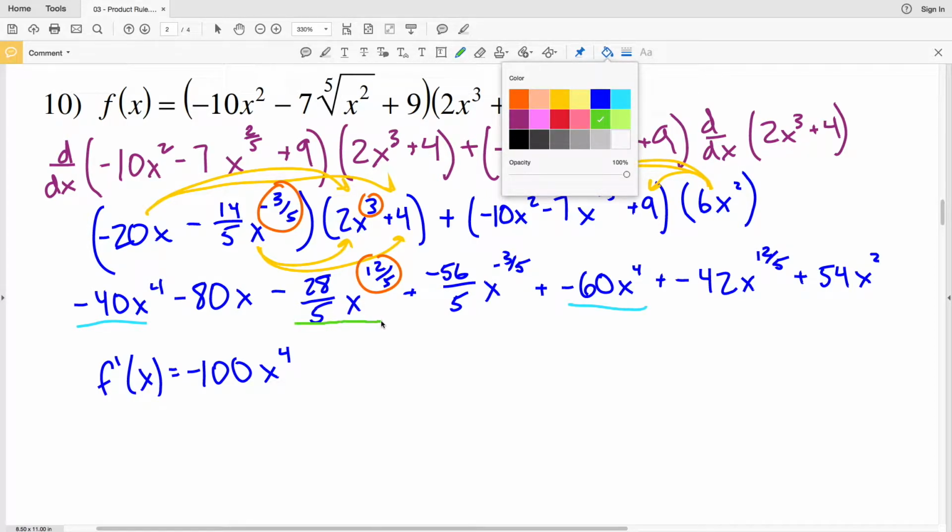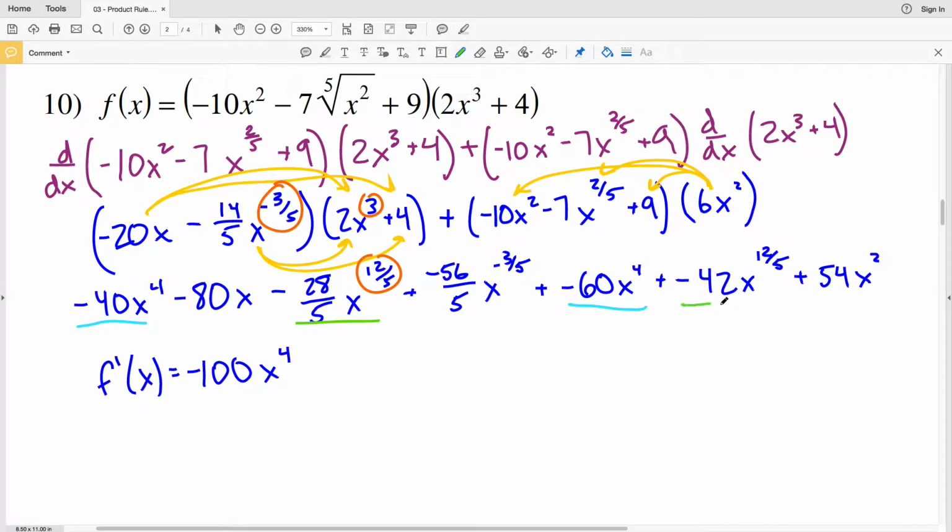And then combining my next degrees, that'll be negative 28/5 x to the 12/5 and negative 42x to the 12/5, which I'll be subtracting, writing 42 in terms of fifths. 42 can be written as 210 over 5. So negative 28 minus 210 is going to be a negative. So we're subtracting 238 times x to the 12/5, and that's all over 5. And all my other terms cannot be combined.